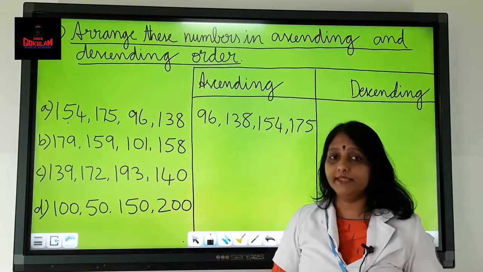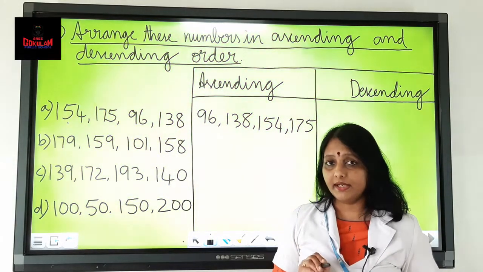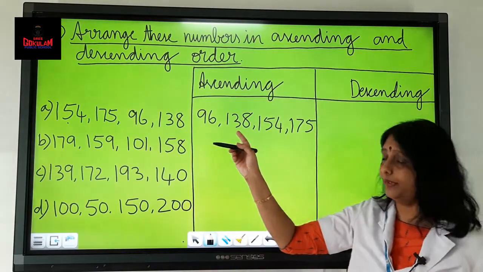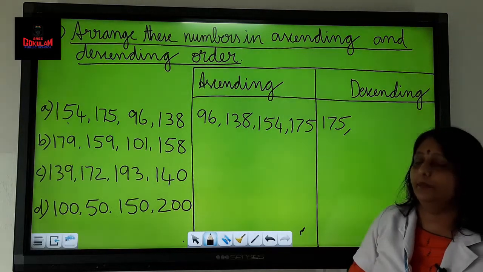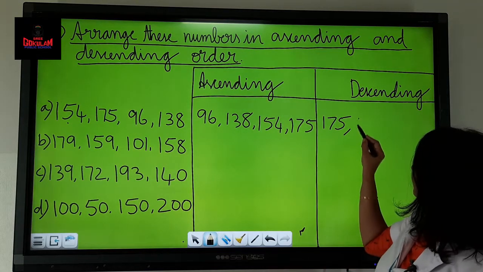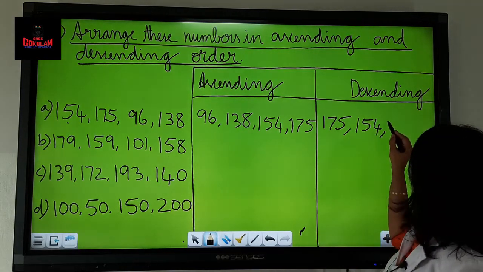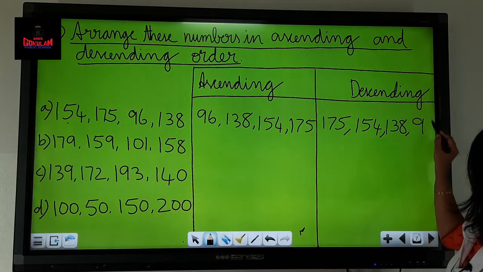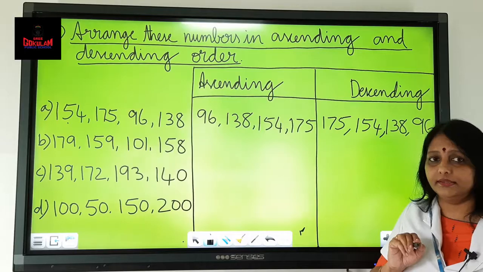Same numbers, now let us arrange in descending order. For arranging in descending order, we will start with the greatest number first. Among these numbers, which is the greatest one? Just now we found out, 175. Then comes 154. Then the smaller one is 138. Then the smallest one, 96. So, greatest to smallest. Once you arrange in ascending order, it is very easy to arrange in descending order.